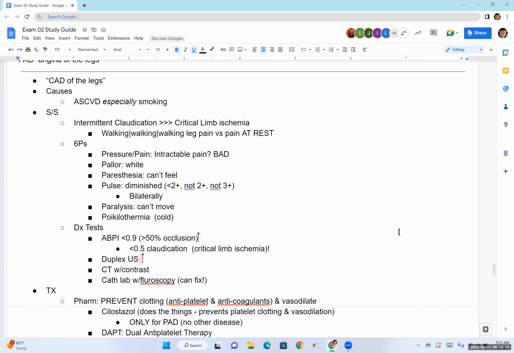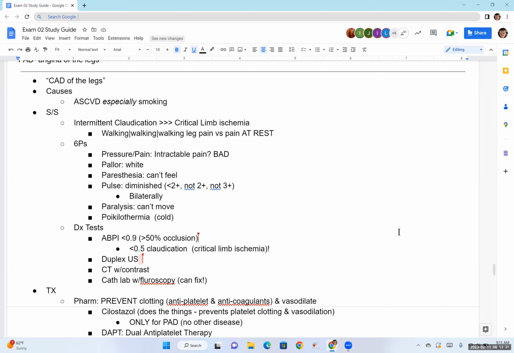It's hard to elicit that. You can't just tickle them and ask, do you feel this? And it could be asymmetrical. If it's asymmetrical, that means that leg is compromised. Usually when they present with PAD, it's one leg, not both legs. One leg is always worse than the other.